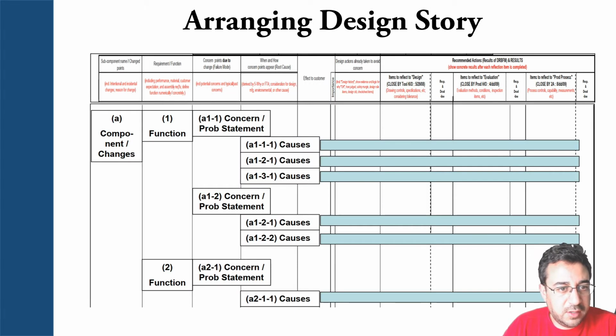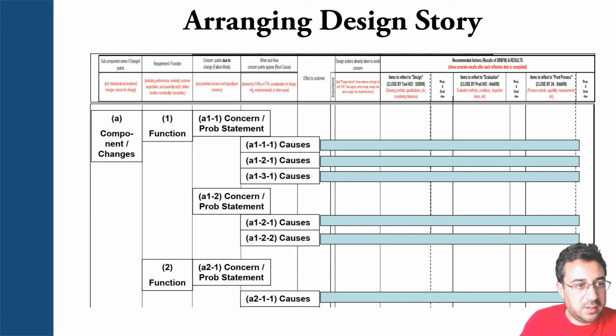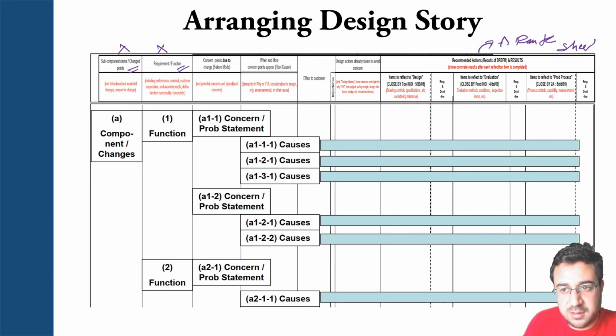Arranging the design story in your DRBFM worksheet. As we remember, we have our change point list. You have the change points in here, and you have the requirement or a function. The first two parts are used from the change point list, while this sheet is called the A rank sheet. So this is an A rank sheet.